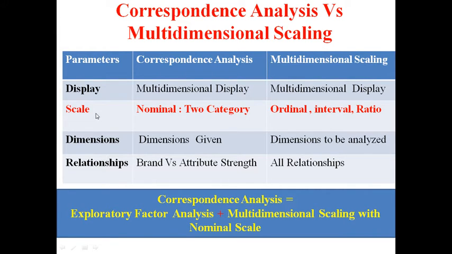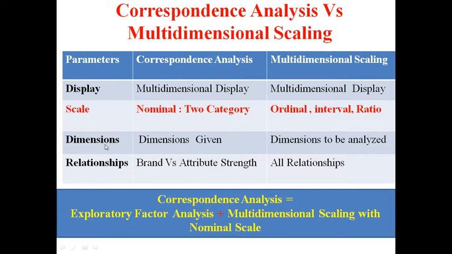You can see here the scale required for correspondence analysis is nominal, and it should have two categories, yes no type question. So it should have the two categories, whereas for the multidimensional scaling you can do it for ordinal scale, for non metric multidimensional scaling, or for the metric multidimensional scaling you can take interval and ratio scale. So in short, you can say all the three types of scale, ordinal, interval and ratio. If your data is in these three types of scale, you can use multidimensional scaling. And if your data is in nominal scale with two category, then you can use the correspondence analysis.